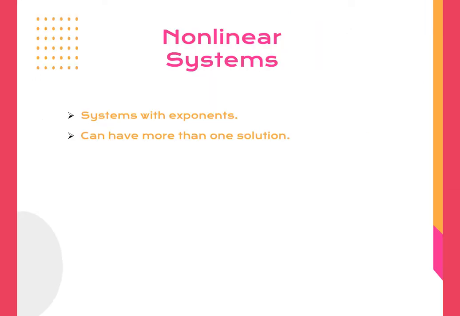Okay. So non-linear systems mean that there's going to be an x squared or an x to the third or y squared or something like that. These are systems with exponents, and they can have more than one solution. In the homework you'll see it will say solve using substitution and then graph to check your answer. So we're going to do a couple of those.